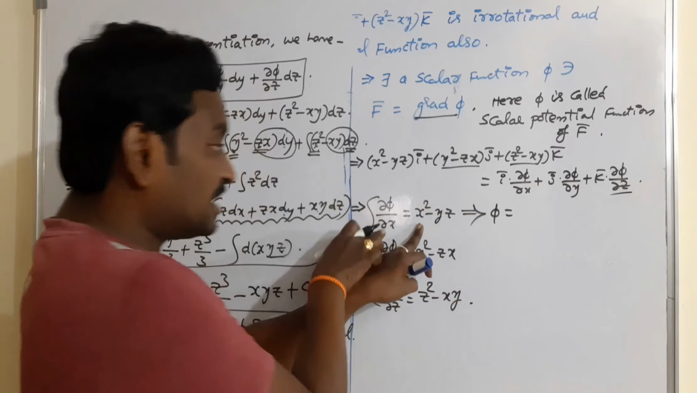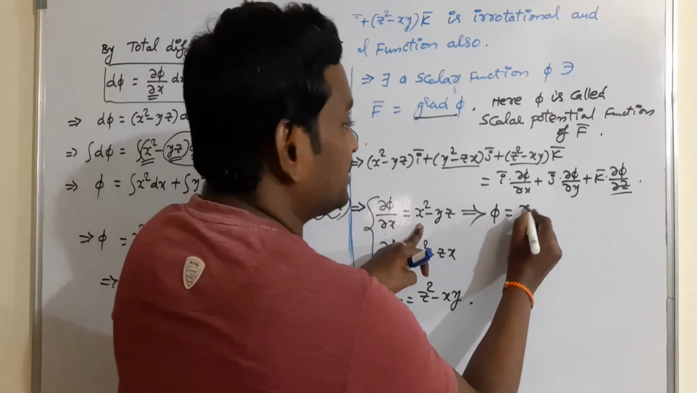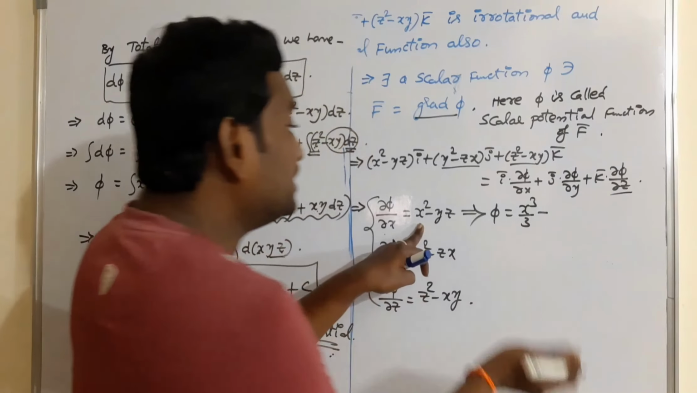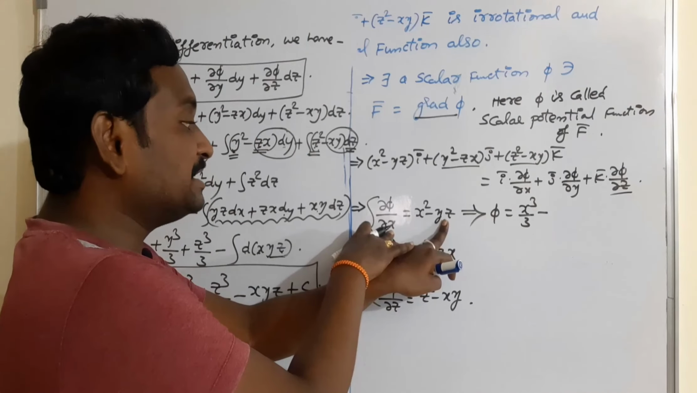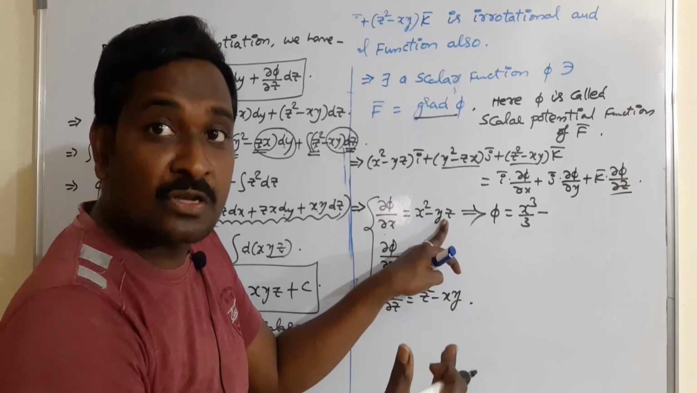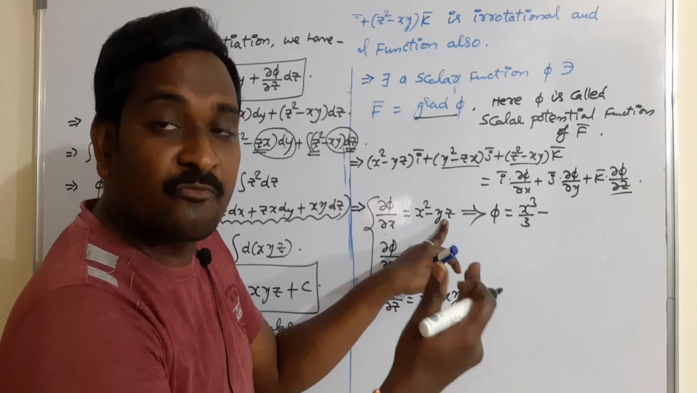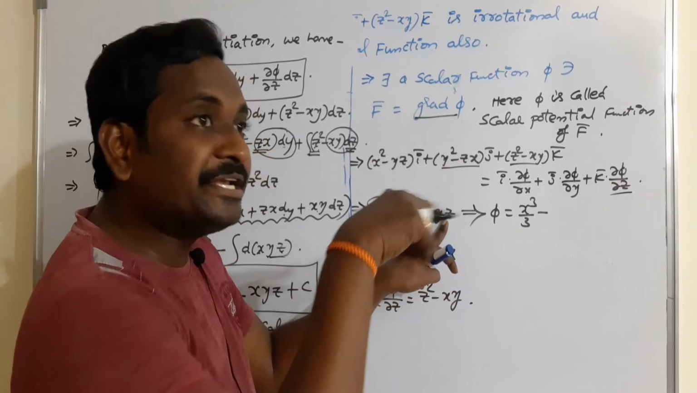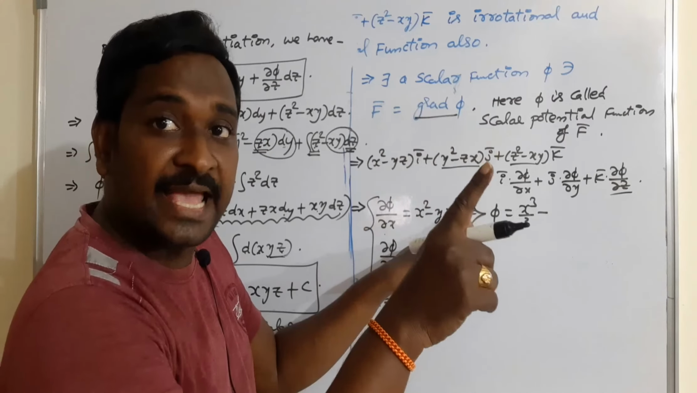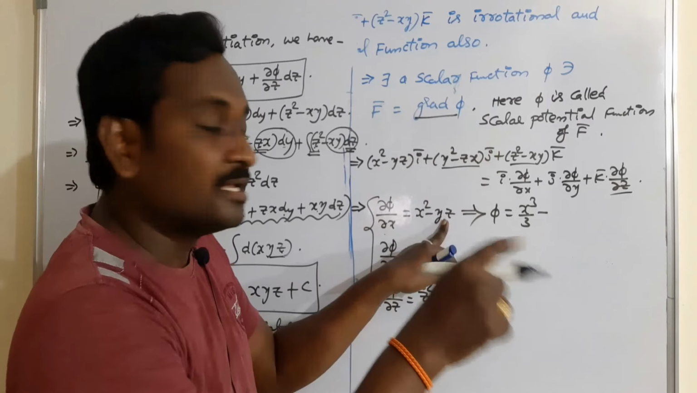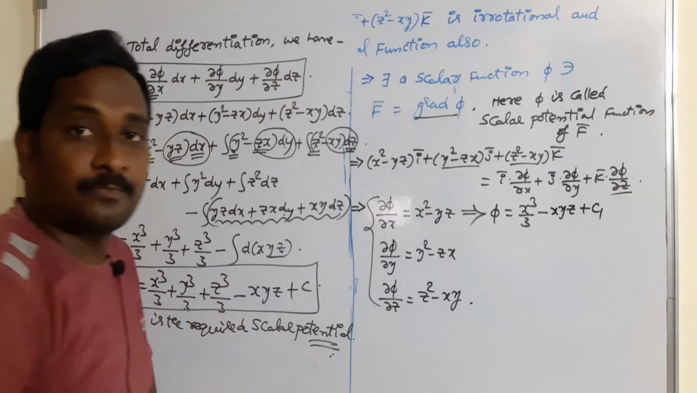Integration of x square with respect to x is x cube by 3 minus integration of yz with respect to x. In this case, you should treat yz as constant. Take the term yz outside the integration, you will get integral 1 dx. What is integral 1 dx? x. Already outside we have yz. So it is xyz. Integration is completed, you can take c1.